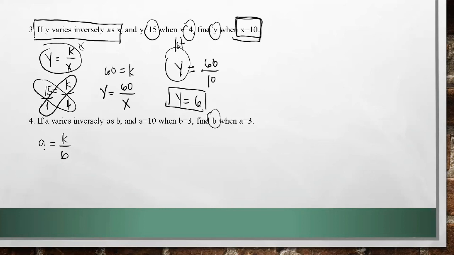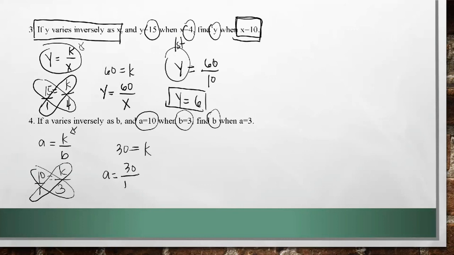Now let's have this one. Since walang value ang k, we need to find the value of k. So A is 10, is equal to k over B, which is 3. So cross multiply, and this one has a denominator of 1. 10 times 3 is 30, is equal to 1 times k, which is k. So here, let's have the equation of variation. A is equal to 30 over B.